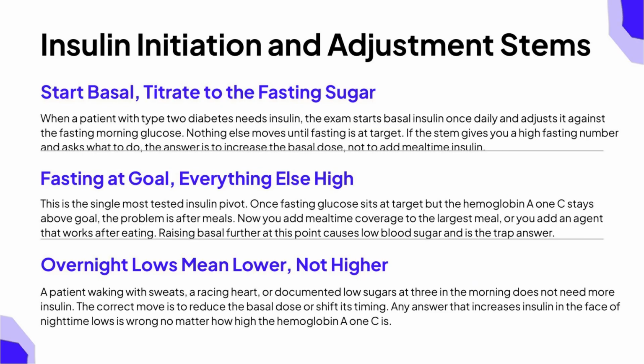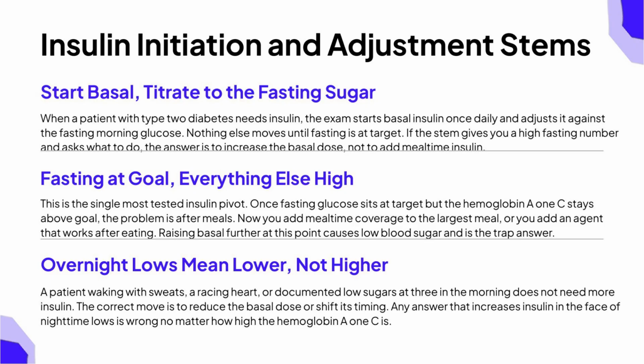3 rules. Rule 1. When a type 2 patient needs insulin, start basal once daily and titrate against the fasting morning glucose. Nothing else moves until fasting is at target. High fasting, the answer is increase basal. Rule 2. The single most tested pivot in this subject. Once fasting is at target but the A1C is still high, the problem is no longer overnight. It's after meals. Add mealtime coverage to the largest meal, or add an agent that works after eating. Pushing basal higher here causes lows, and it's the trap answer at the top of the list.